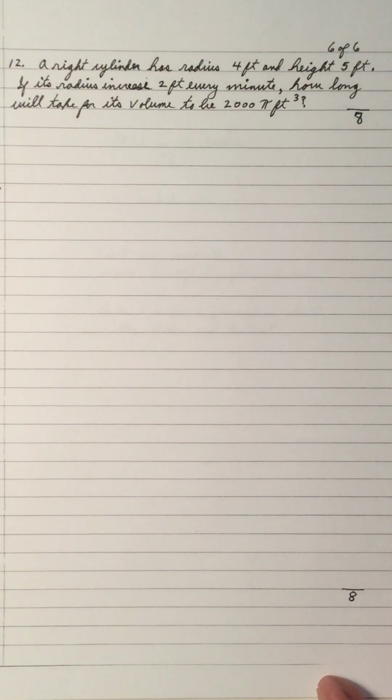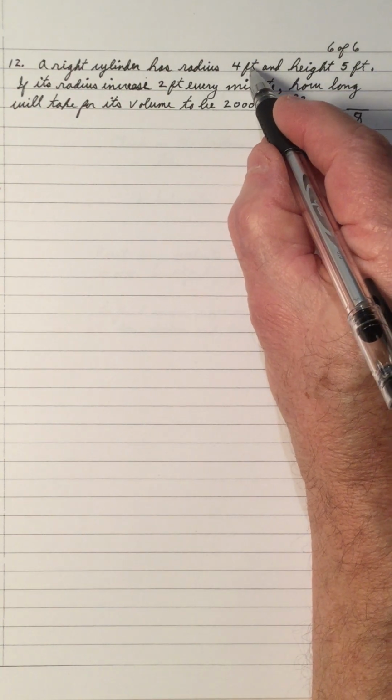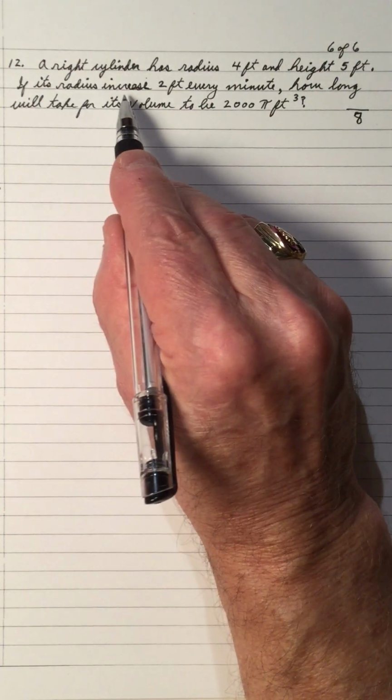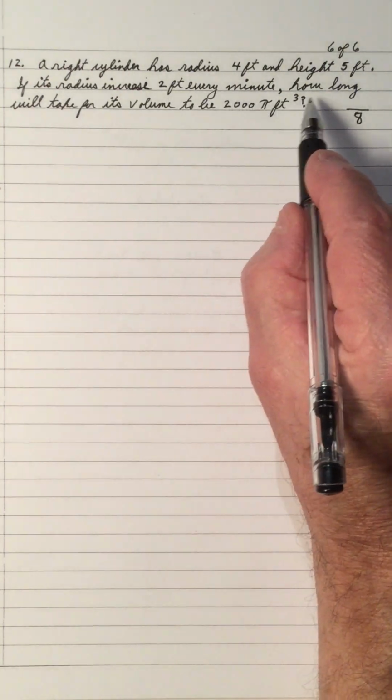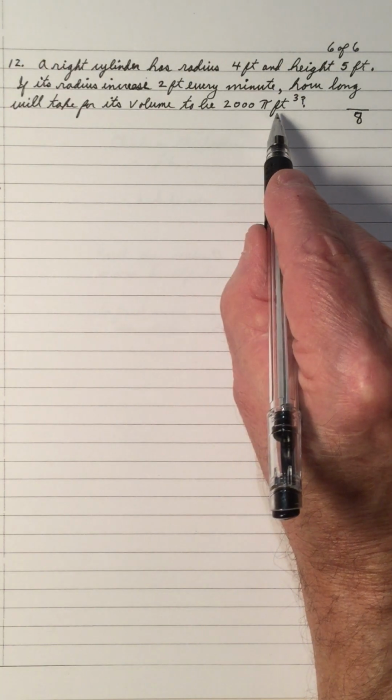Okay, let's continue. One more question to end off this review on the composite function. Our right cylinder has a radius of 4 feet and a height of 5 feet. If its radius increased 2 feet every minute, how long will it take for the volume to be 2,000 pi cubic feet?